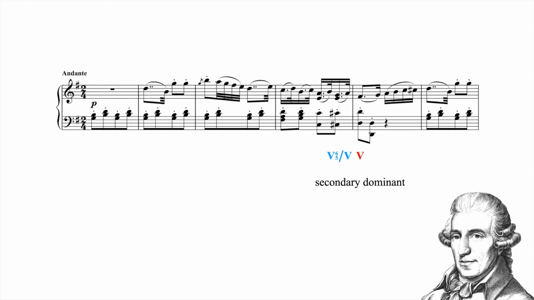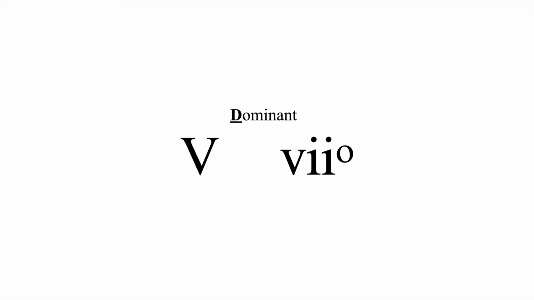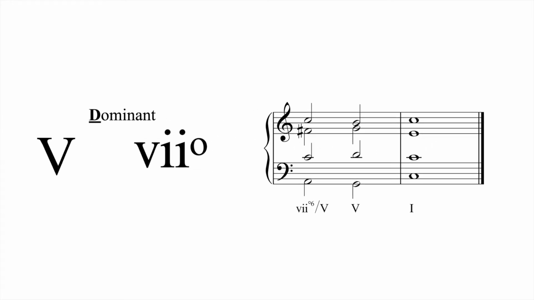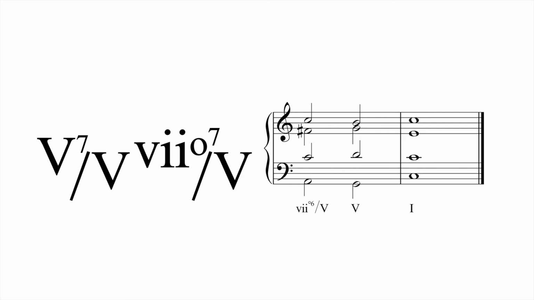We know from the theory of harmonic functions that 5 isn't the only chord with dominant function. 7 also has dominant function and can be used as a secondary dominant, as heard here with 7 diminished 6 of 5. As we heard in the example from Haydn's Clock Symphony, secondary dominants often include chordal sevenths, as in 5-7 of 5 or 7 diminished 7 of 5.